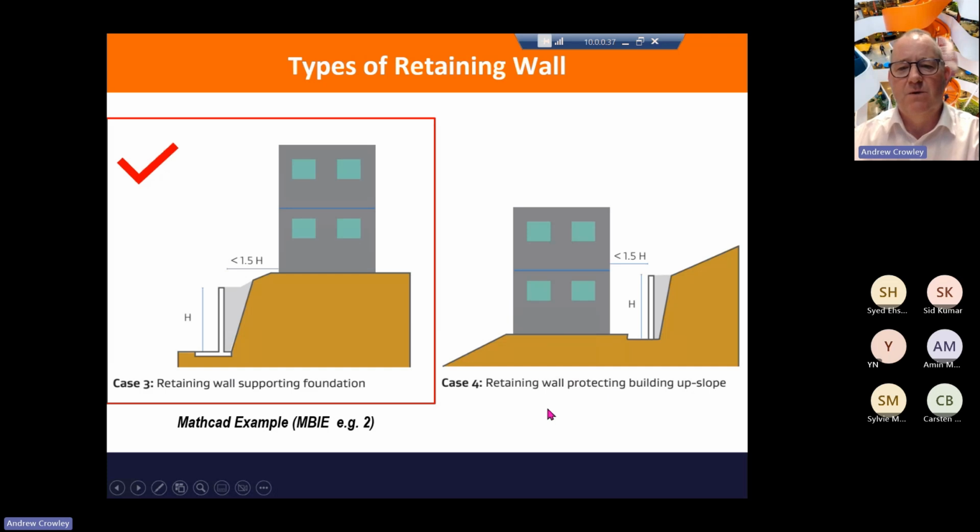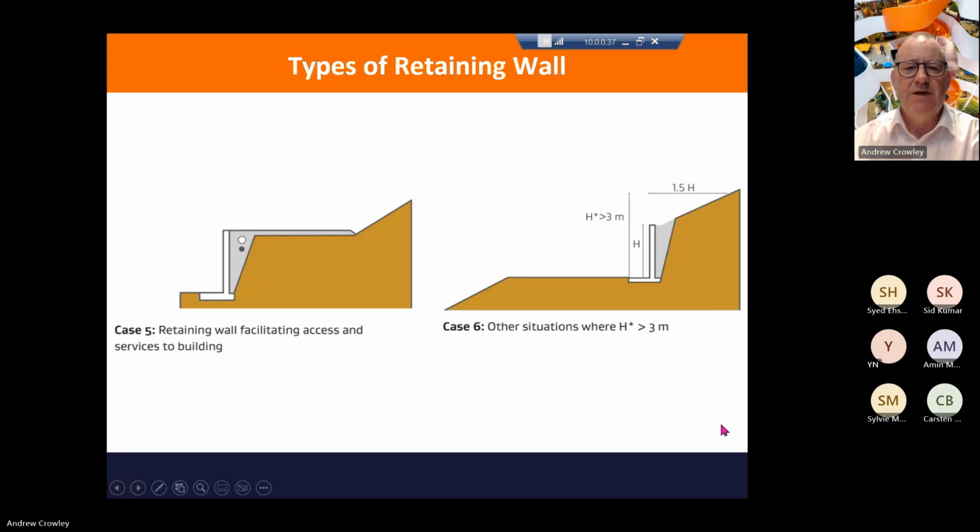Case 4 looks at a wall that's protecting an upward slope near to a building. Case 5 is looking at facilitating access or service to buildings. So perhaps you've got a path, a driveway or a road next to maybe your building, but it's far enough away not to be influenced by it. But that support will be provided by your retaining wall to that road or driveway. And finally, case 6, these are all the other situations where you've pretty much got standalone retaining walls.